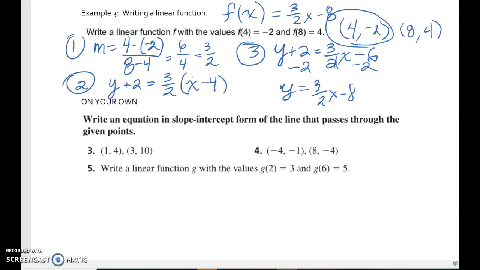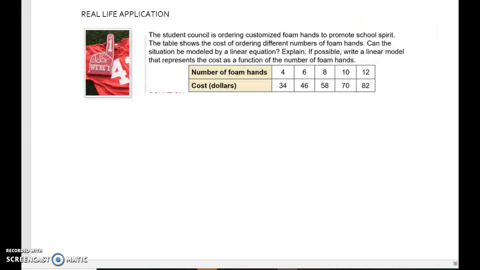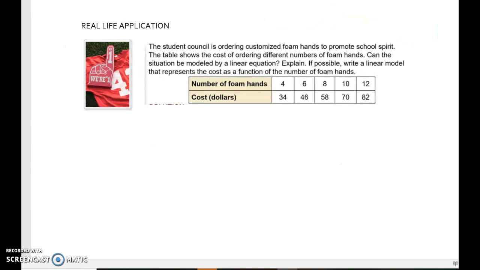Okay, I'm going to ask that you continue moving on to the real life application, and you'll come back to the on your own in just a moment, okay? So our real life application problem says the student council is ordering customized foam hands to promote school spirit. The table shows the cost of ordering different numbers of foam hands. Can the situation be modeled by a linear equation? If so, explain. If possible, write a linear model that represents the cost as a function of the number of foam hands.